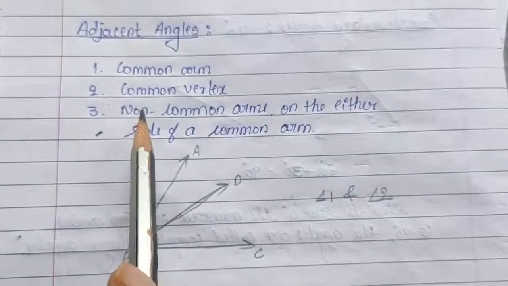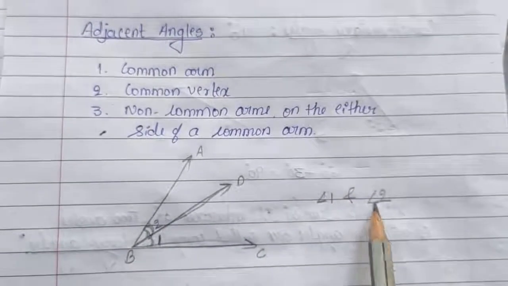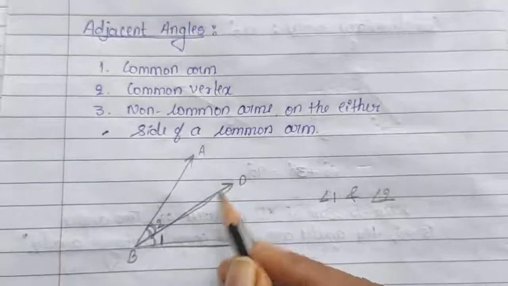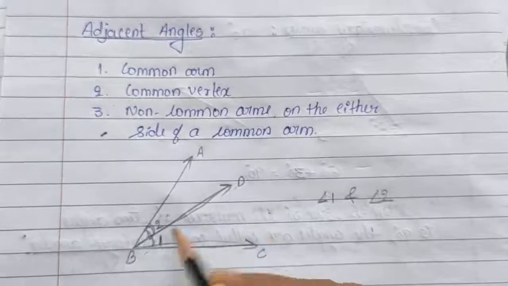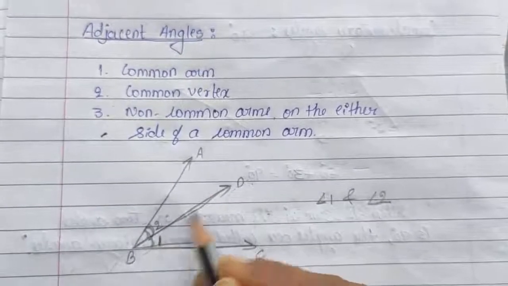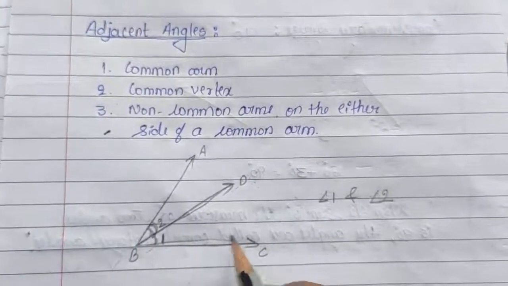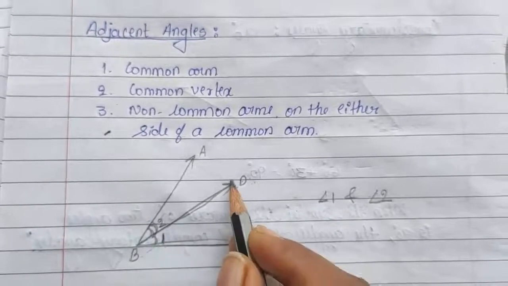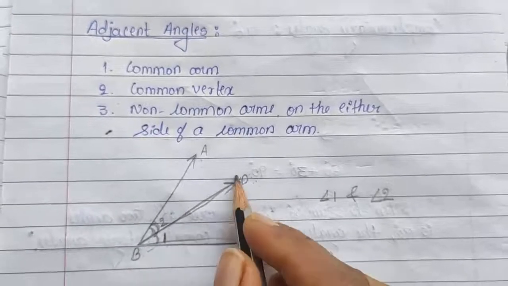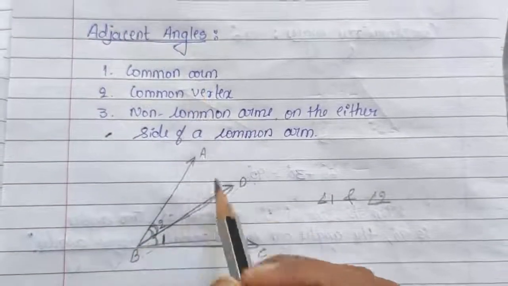Now what is the first property? Common arm. For both the angles, one common arm is there. See here, in ABD and DBC, BD, this arm is common for both the angles. For angle ABD, AB and BD two arms are there, and for angle DBC also two arms are there, DB and CB. For both the angles, common arm is DB. So common arm should be there.